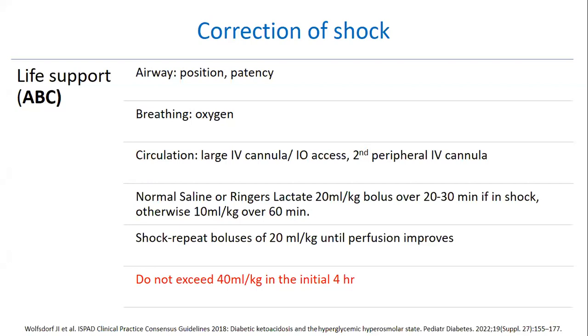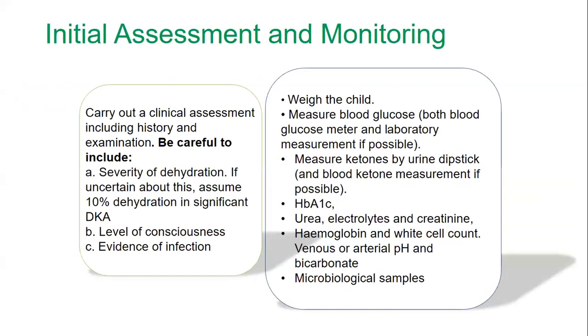Then in circulation, you need to insert 2 large bore cannulas. And if that is not possible, you can do intraosseous access. And as you do this, now you take samples for all the tests that you need. So you've checked your blood glucose, you can take samples for HbA1c, urea, electrolytes, and creatinine, full hemogram, and any other test that you may need to do. And at the same time, you've catheterized.